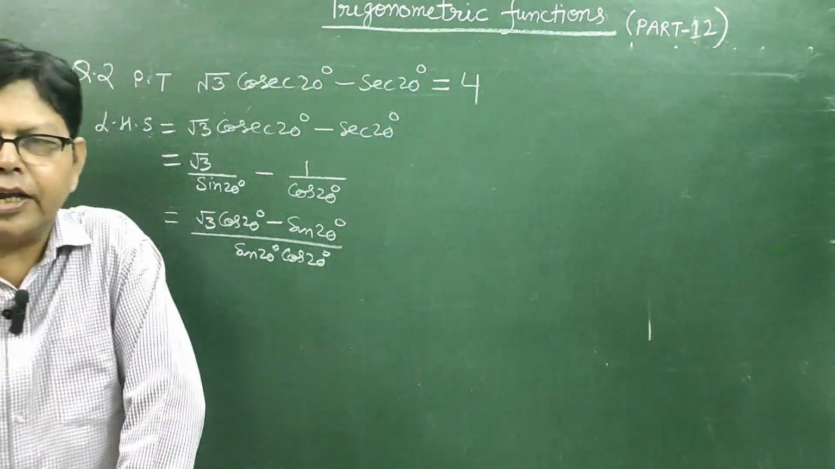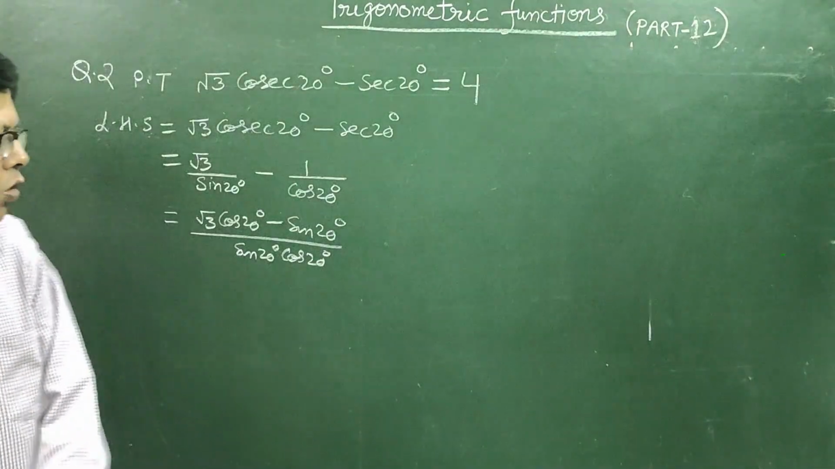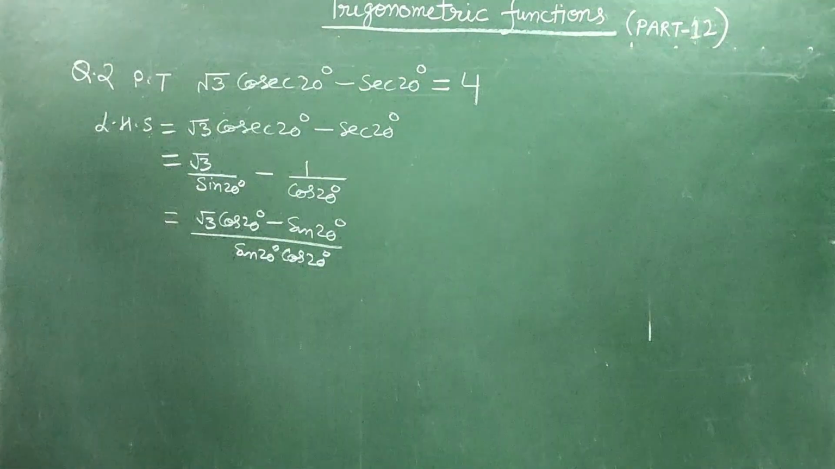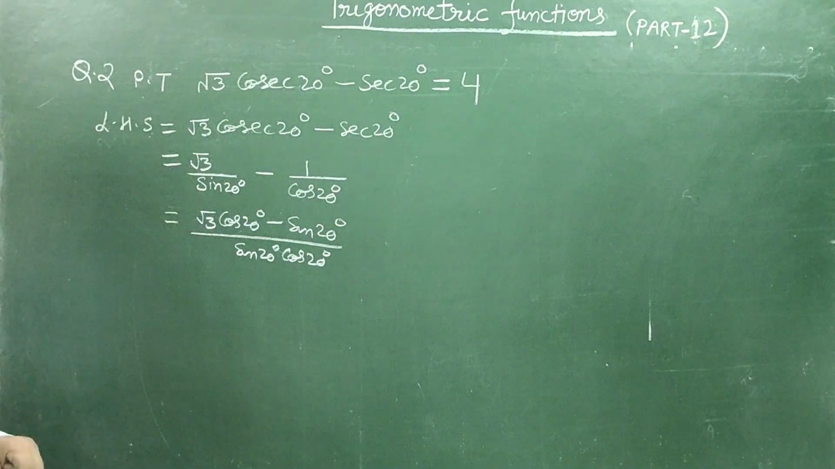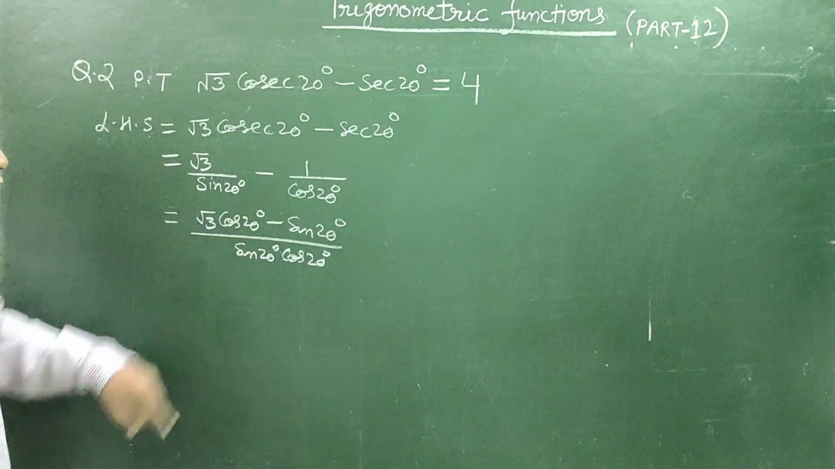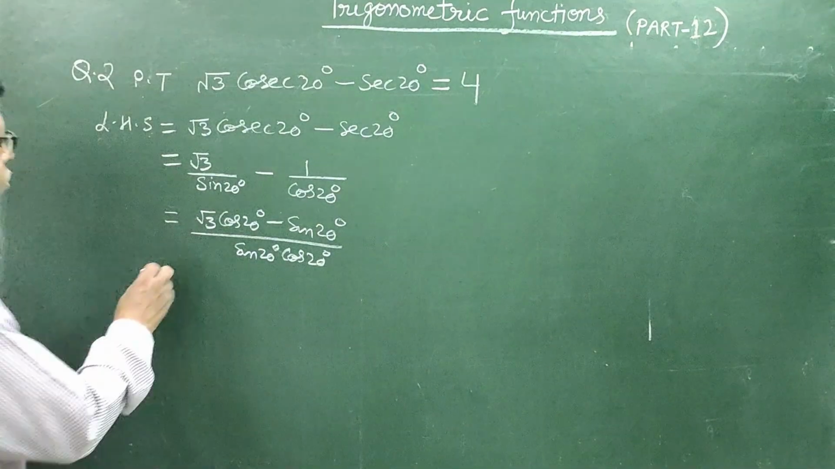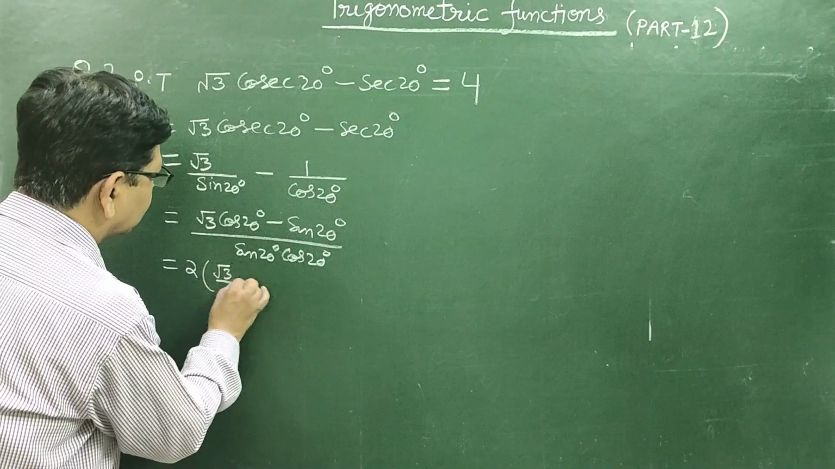Now somehow we need to bring it in the form sin(A − B). For this the step is to multiply by 2 and divide by 2, because you know √3 by 2 and here you will be having 1 by 2. These values you know. So multiply by 2 and divide by 2.